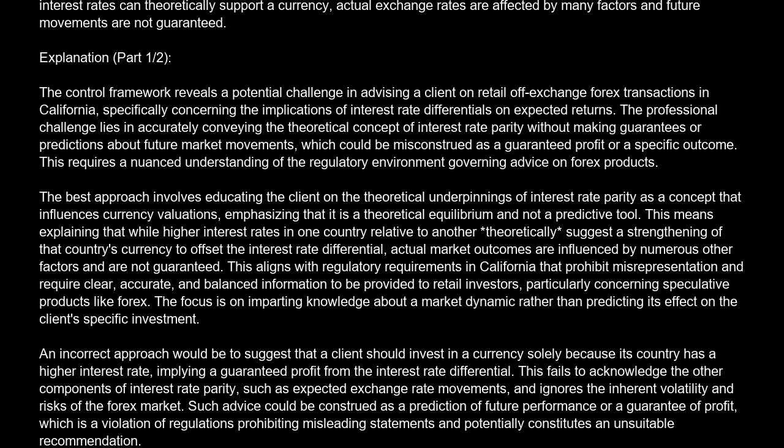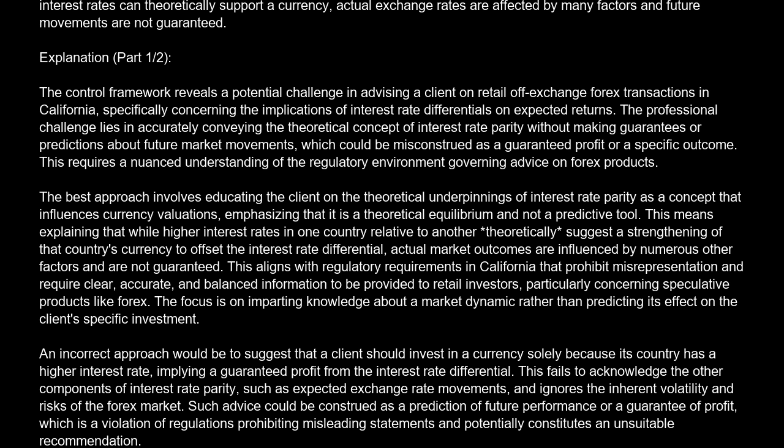The correct answer is B. Explain interest rate parity as a theoretical concept that influences currency valuations, highlighting that while higher interest rates can theoretically support a currency, actual exchange rates are affected by many factors and future movements are not guaranteed.